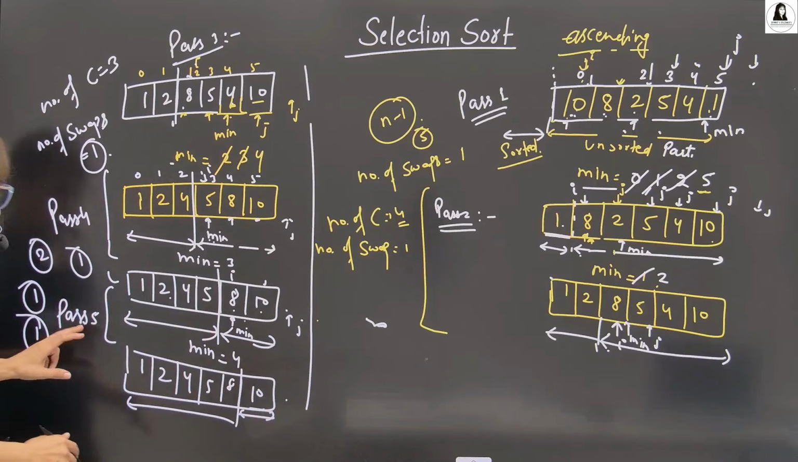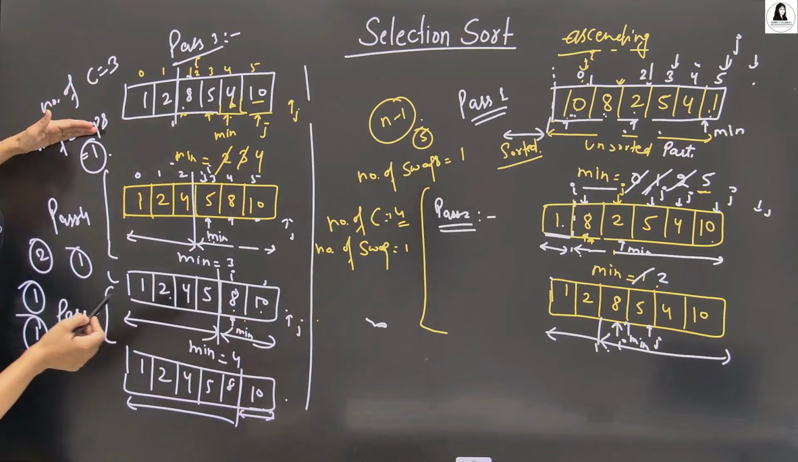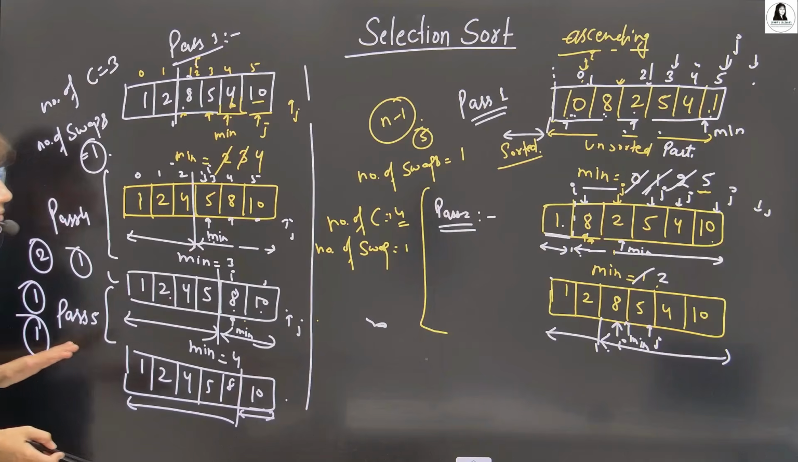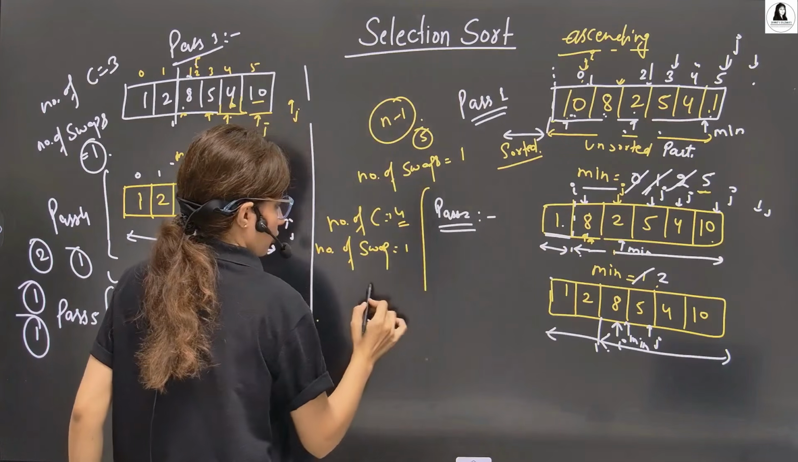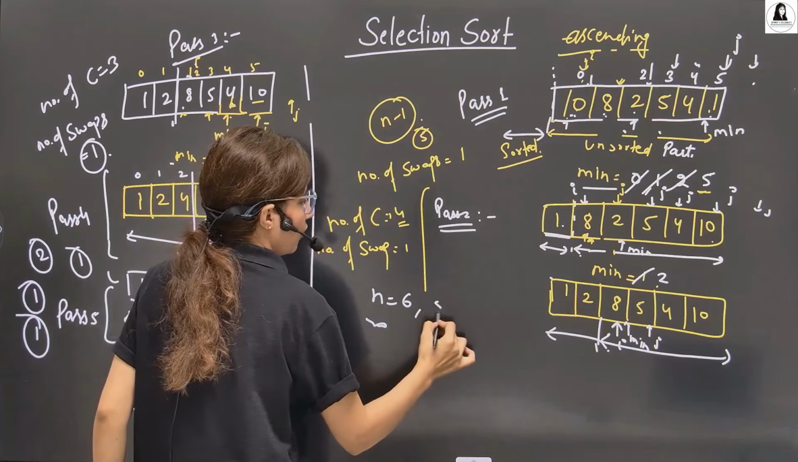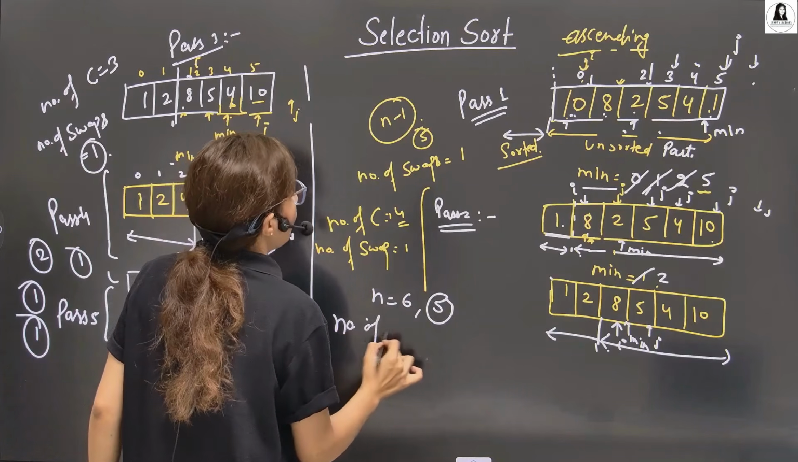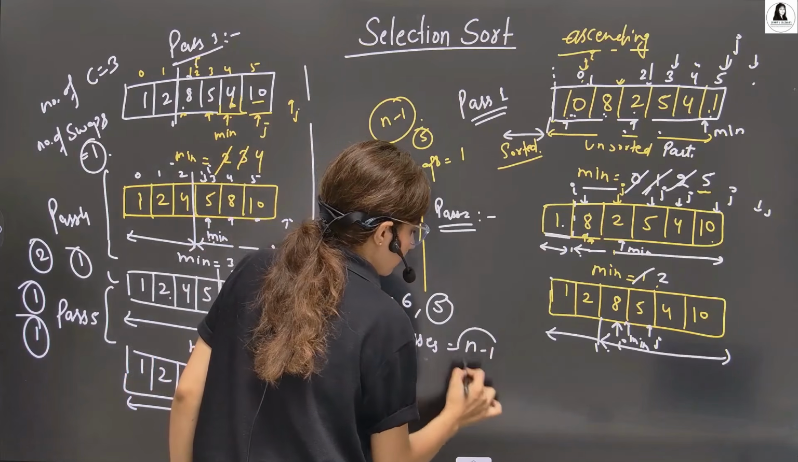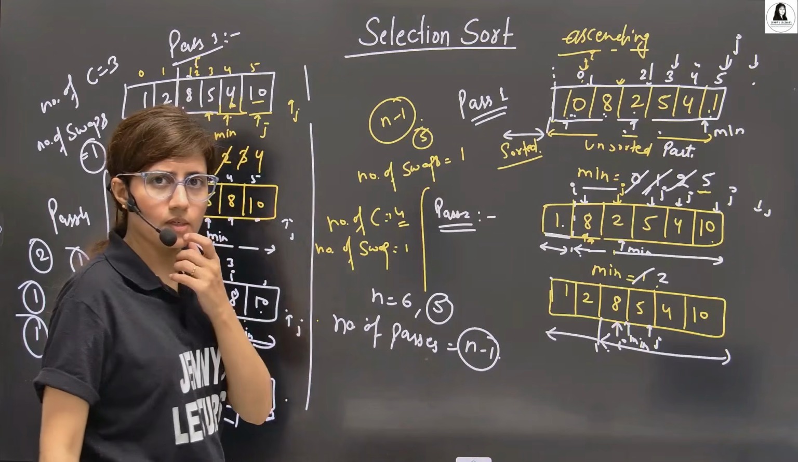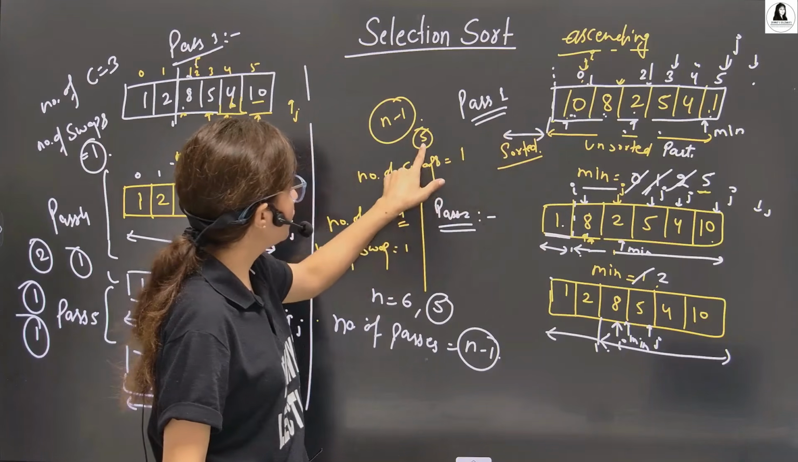So how many passes we need? Pass 1, 2, 3, 4 and 5. How many elements? 6 elements. So n was 6, number of passes required are 5. So we can say number of passes required in selection sort are n minus 1. N minus 1. Number of comparisons in first pass, how many comparisons? 5.